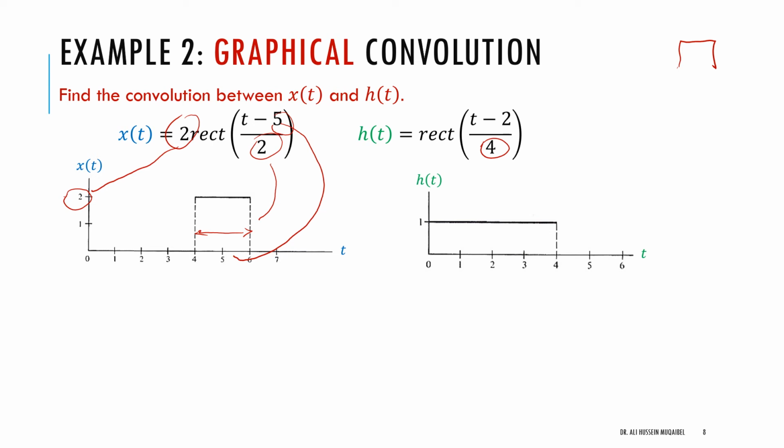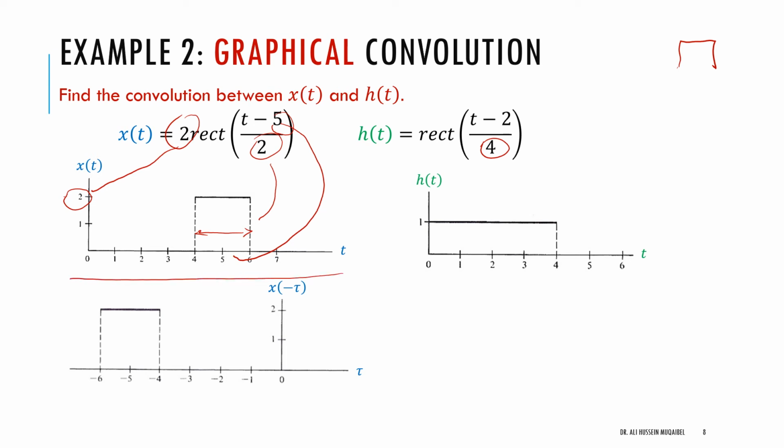So the first step, you need to change the variable into tau or lambda. Then you pick one of the signals and flip. Then you start the shifting, multiply, and integrate. So for this example, I picked this signal as is. I flipped it and I changed the variable into tau. So now this is x of minus t. We have x and h.